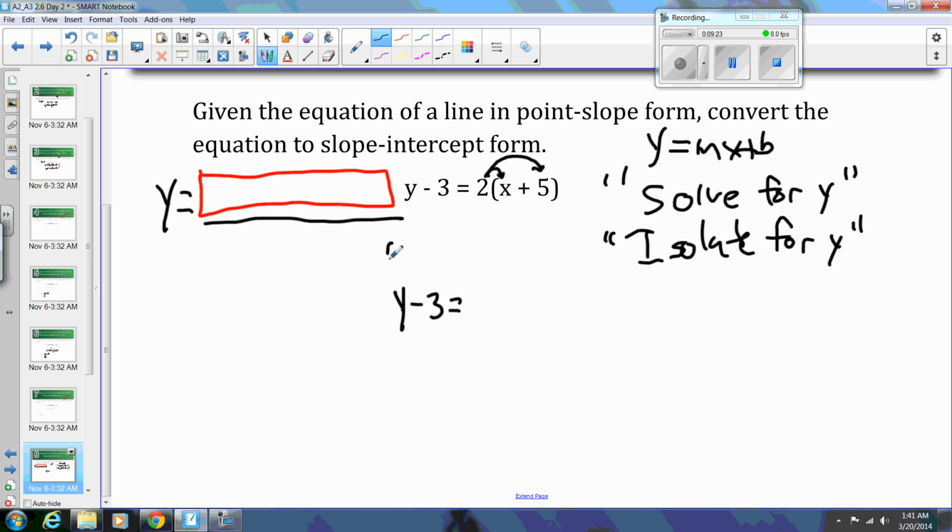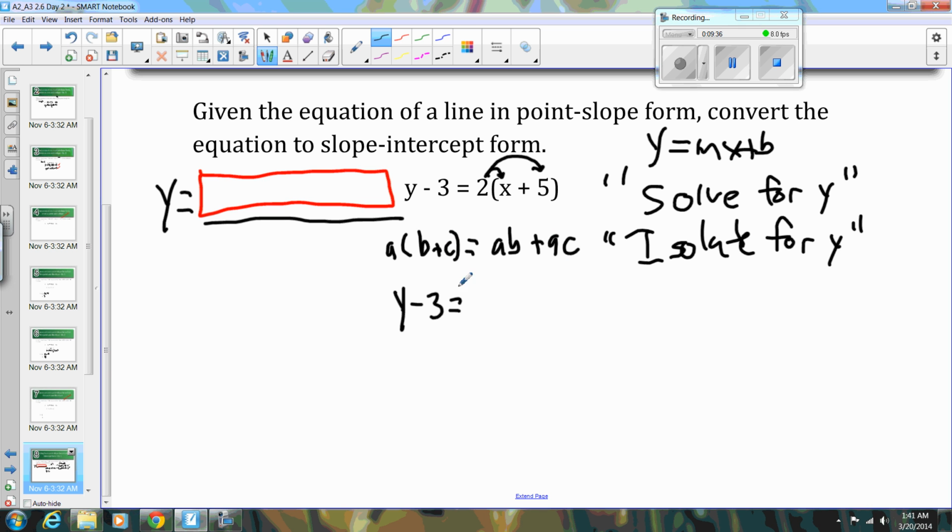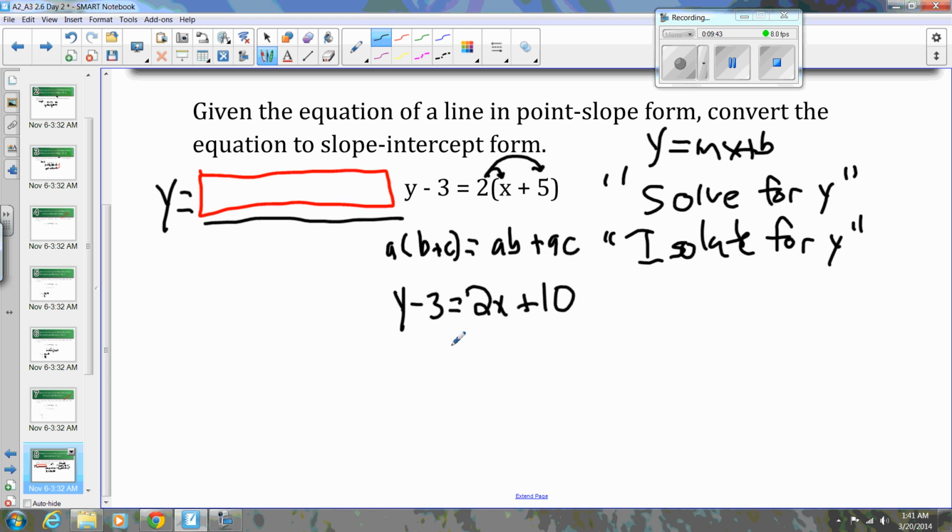I will write it here if you do not remember. A times (b plus c) is equal to ab plus ac, right? A times b, a times c. You sum them together. So this becomes 2 times x is 2x. 2 times 5 is 10. Right. What's my next step?